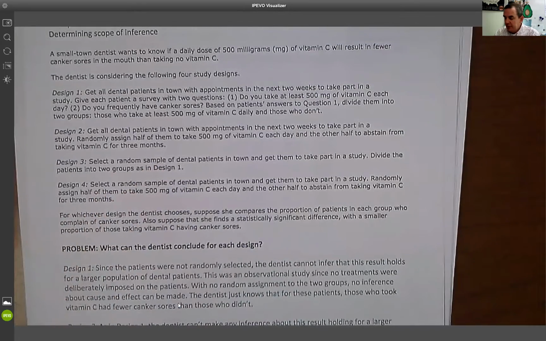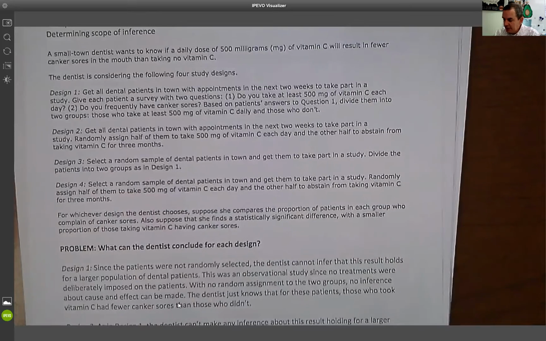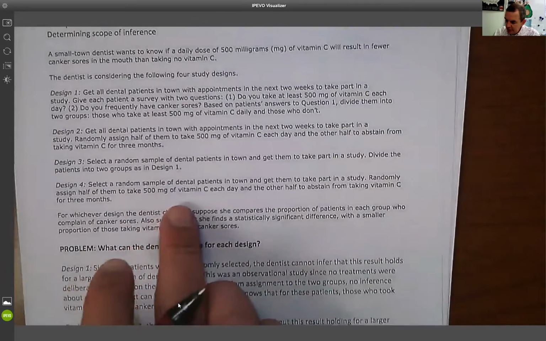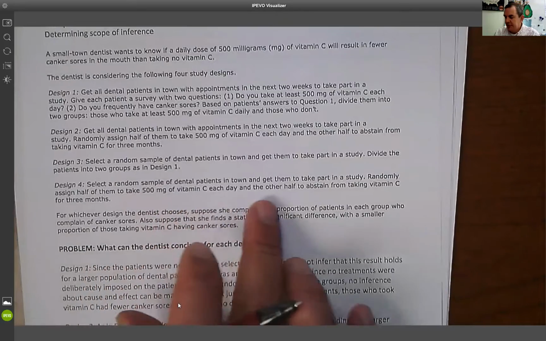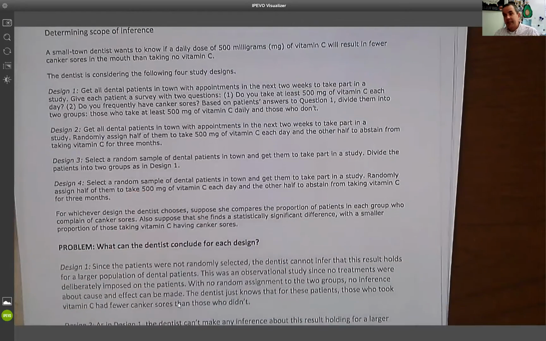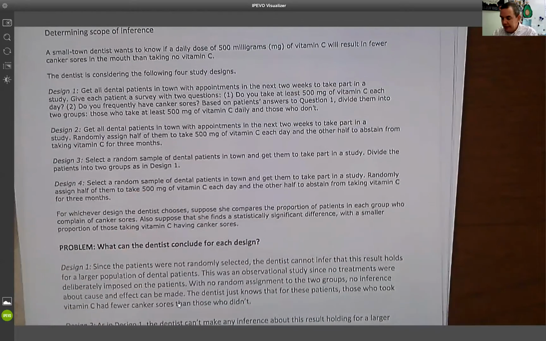Design 4, select a random sample of dental patients in town and get them to take part in the study. Randomly assign half of them to take 500 milligrams of vitamin C each day and the other half to abstain. Again, in that case, we're talking about the ideal world. Again, it doesn't happen often. This is basically, I can make inferences on population and on cause and effect.